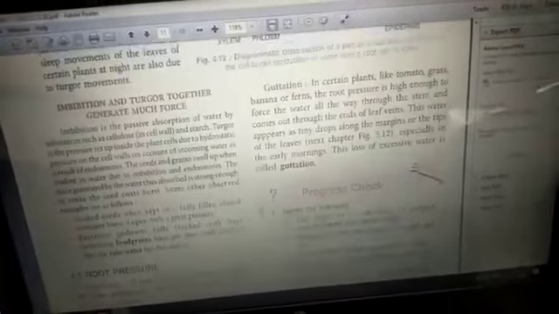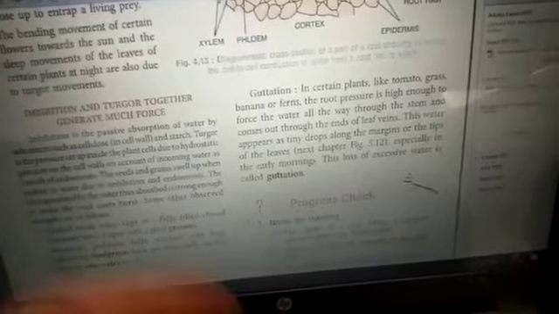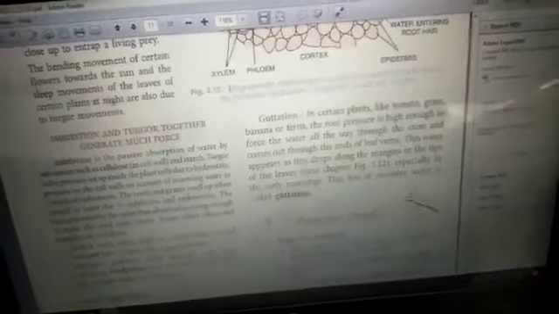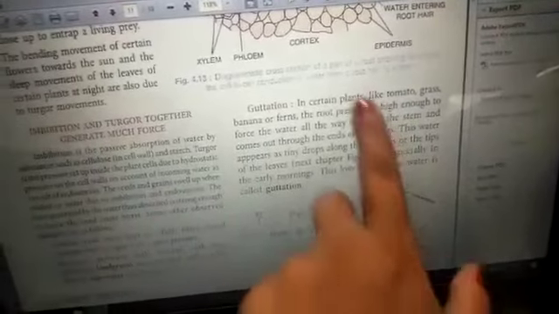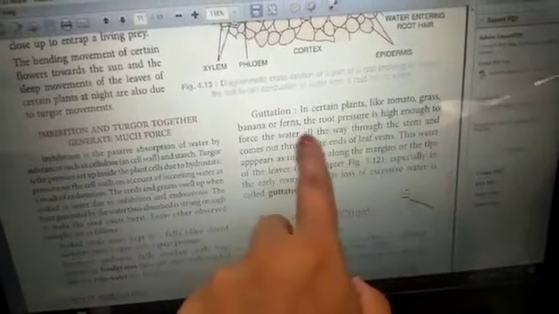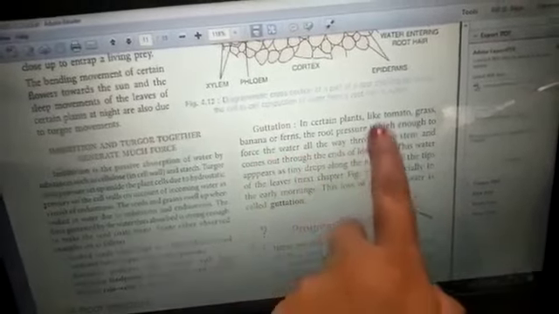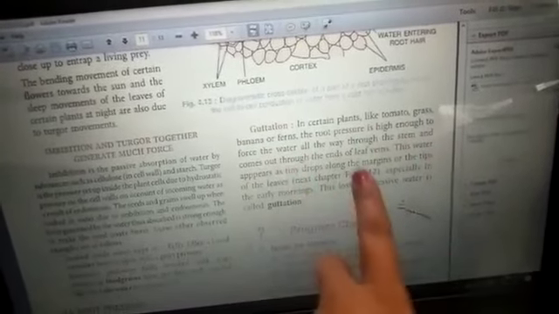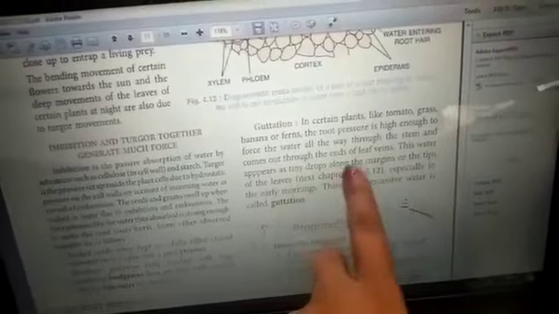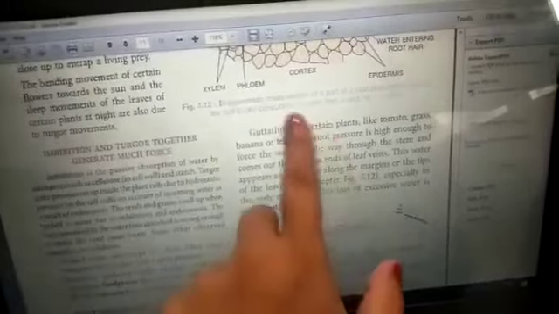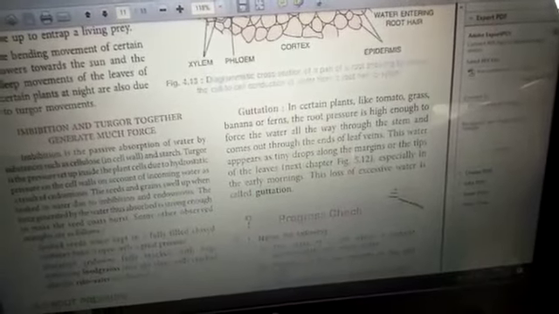Okay, wait, before that we'll see guttation. Transpiration is loss of water through evaporation, and guttation is the loss of excessive water which is not needed. In certain plants like tomato, grass, banana or ferns, the root pressure is high enough to force the water all the way through the stem and out. This water appears as tiny droplets. The dew drops you see in the morning, that is guttation, excessive water.